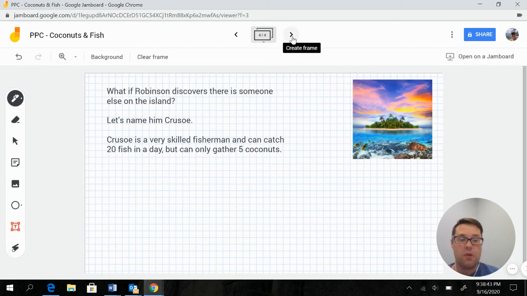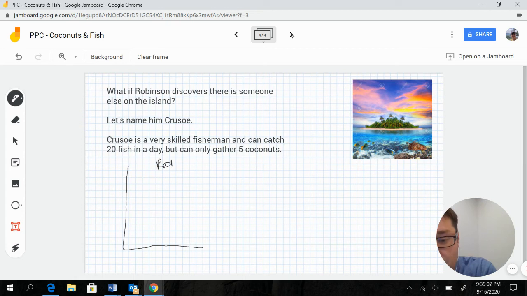All right, let's add one more variable here. So let's say Robinson discovers there's someone else on the island. Let's call this individual Crusoe. So Crusoe is a very skilled fisherman and can catch 20 fish in a day, but can only gather 5 coconuts. Okay, so let's go back to the original scenario.